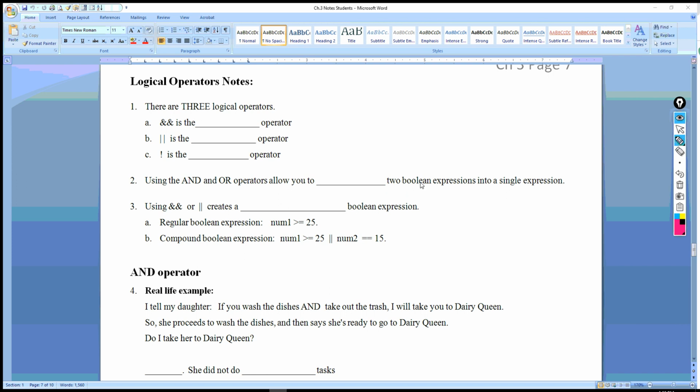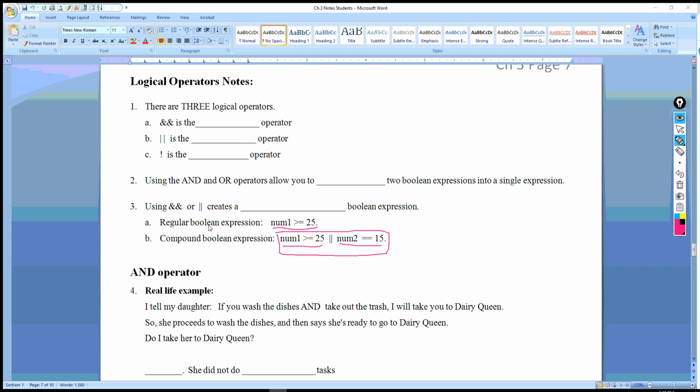a single expression. So we have an example down here where you have one Boolean expression, here's one, and here's one. But this is all part of one compound Boolean expression. So using AND or OR creates a compound Boolean expression. That's the term that we'll use. Compound, meaning we're going to combine two together. And you can actually combine more than two.